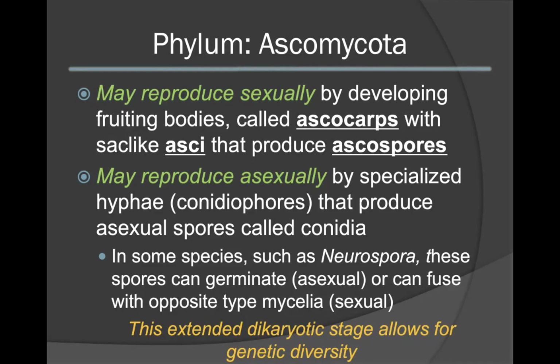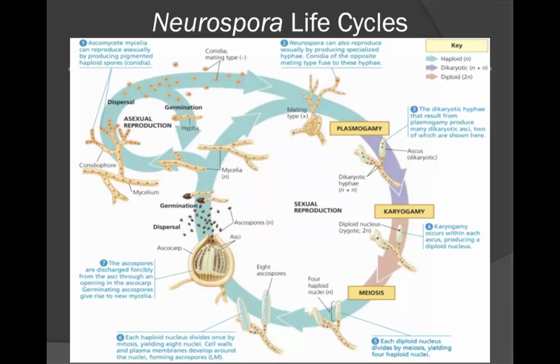In some species, these spores can germinate asexually, or they can undergo sexual reproduction and fuse with the opposite type mycelia. This extends the dikaryotic stage and allows for increased genetic diversity. This diagram represents a typical life cycle of an Ascomycot, in this case Neurospora.